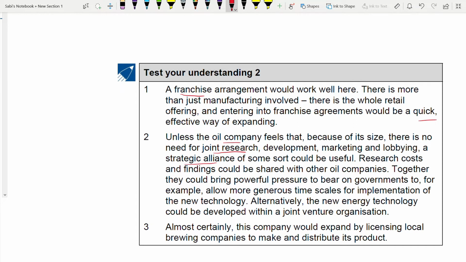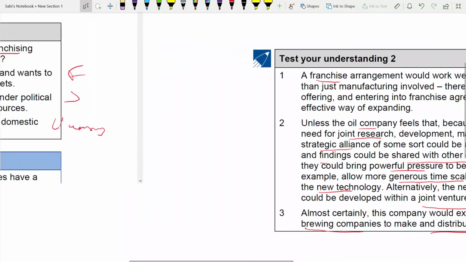So in strategic alliance, what happens? The research cost and findings will be shared with other oil companies. They can bring powerful pressure on governments also together, for example, by allowing them a more generous time scale for the implementation of new technology rather than being in a hurry. And also the new energy technology could be developed within a joint venture organization. And the last one is about the beer company. So almost certainly this company would expand by licensing the local brewing companies to make and distribute its product. You can license so that they can make it in the international market. So that's it. This is just as easy as it is.